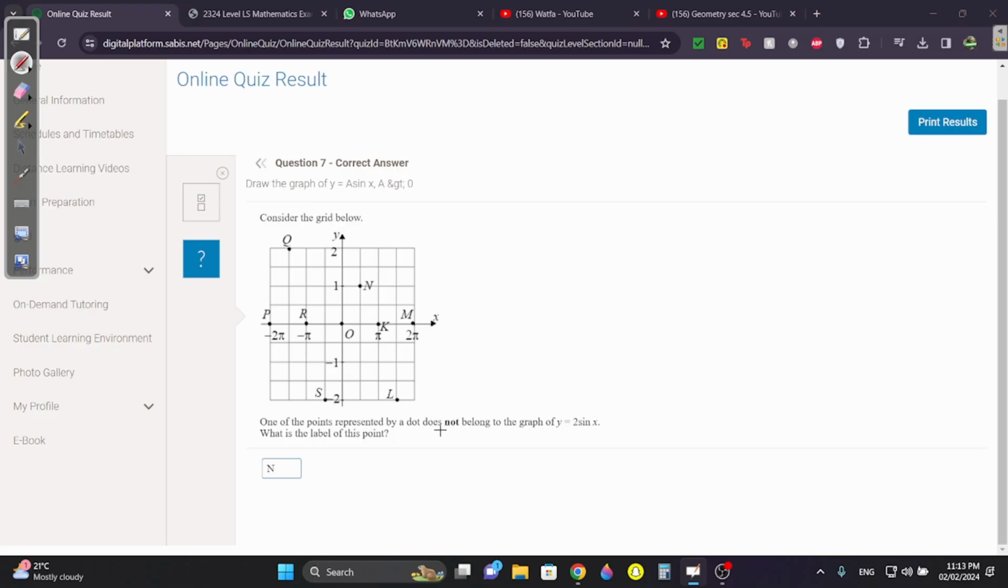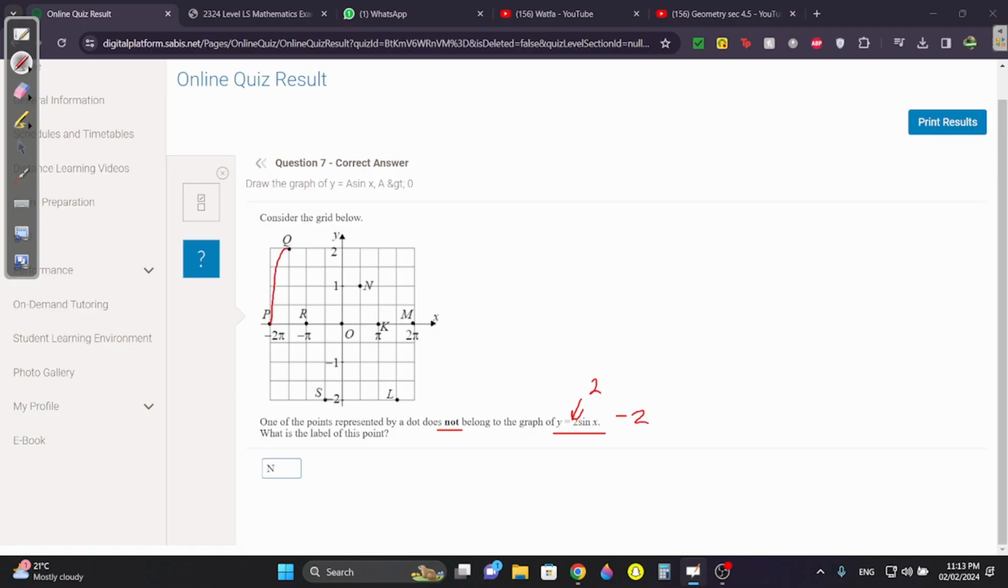Okay, here same question. Which dot does not belong to y equals 3 sine x? Look, the way I do it, honestly, 2 sine x is going to look like this. The highest point will be 2 and the lowest point will be minus 2. So it should start like this.